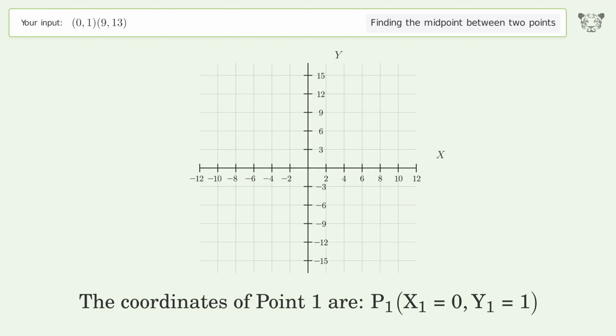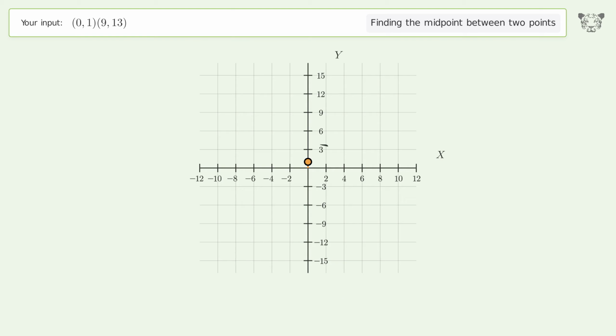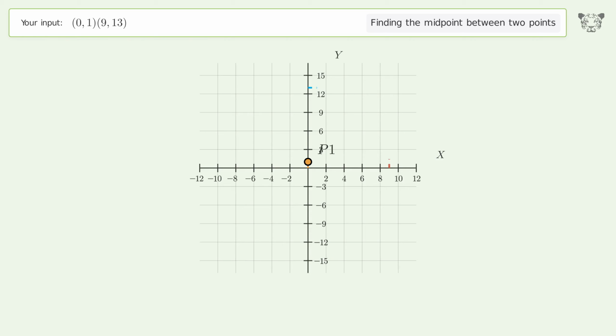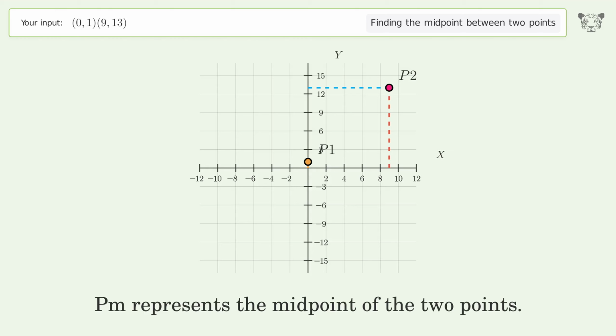The coordinates of point 1 are, x1 equals 0, y1 equals 1. The coordinates of point 2 are, x2 equals 9, y2 equals 13. PM represents the midpoint of the 2 points.